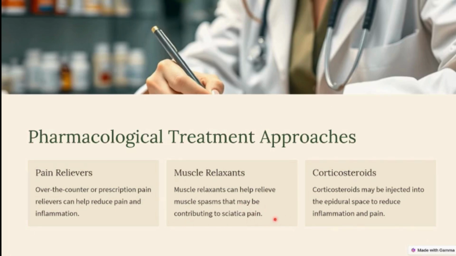Then corticosteroids for severe inflammation. Corticosteroids may be injected near the nerve root, in the epidural space, to reduce the inflammation and the pain. Gabapentinoids, gabapentin or pregabalin: these drugs may be prescribed for neuropathic pain in more chronic cases. Always remember to consult a healthcare provider before starting or modifying any medication regimen.